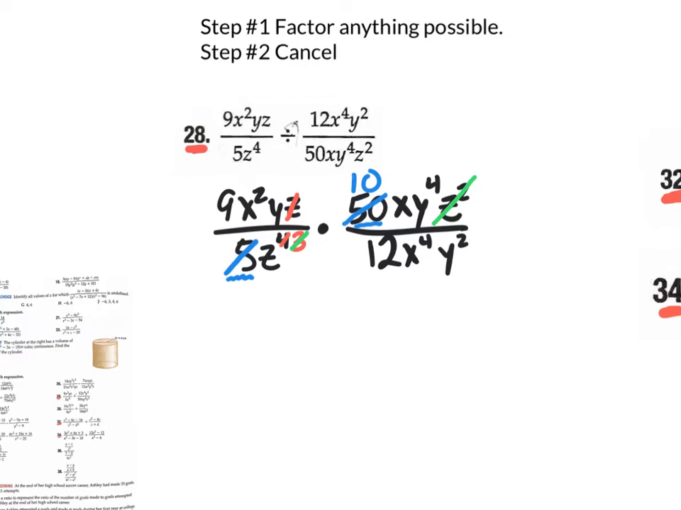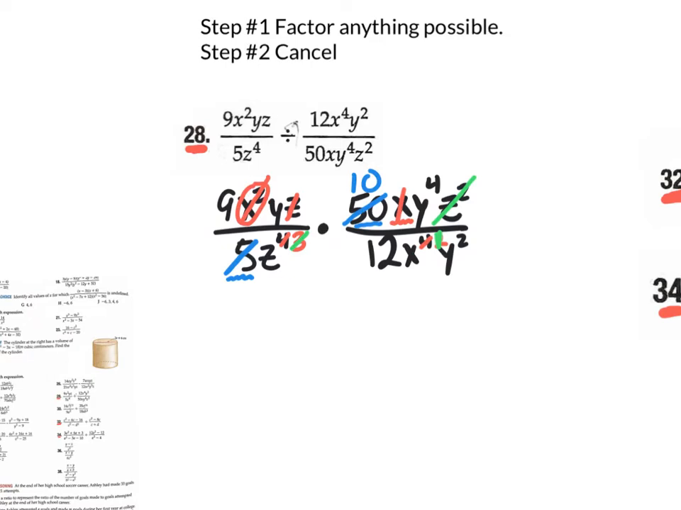Well, x's, I do have x squared up here. That's two x's. That will completely cancel out with two of these four. So I'll have two left over. And then I have this one single x up here that'll completely cancel out with one of those two. So that canceled out. So I only have one x left on the bottom. Okay. What else could we cancel?